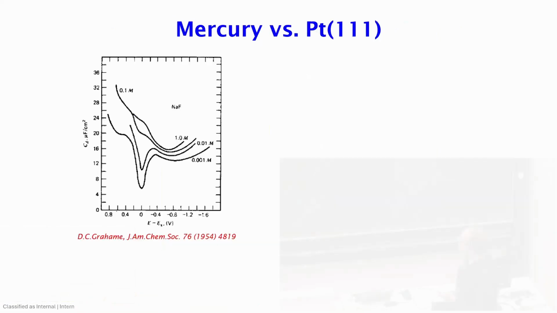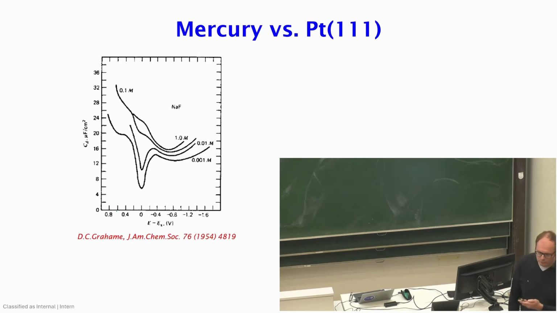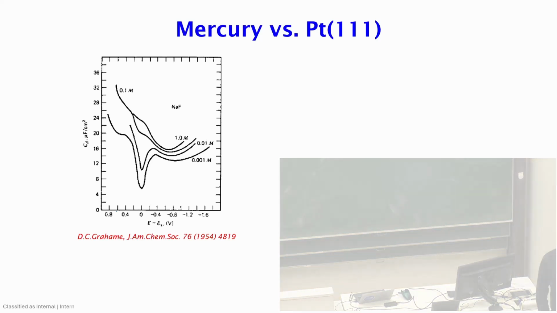So I could not figure out what was happening when I realized this, and I gave this to a postdoc. Here you can see that this is classic work from David Graham, where you can see that at 1 millimolar you get a very nice minimum, and we don't see this with platinum. So I gave this to a postdoc in my group, and I said, you know, can you do these measurements again? We must have overlooked something.